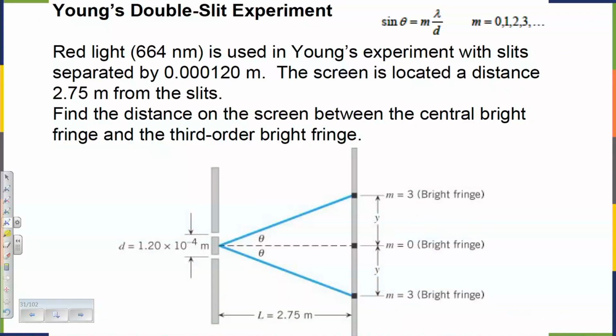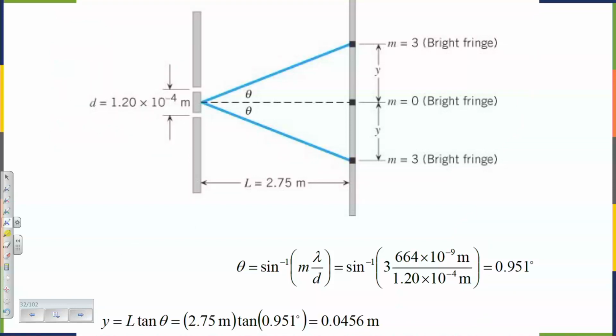So, the answer is supposed to be 0.0456 meters, or about 4.5 centimeters.